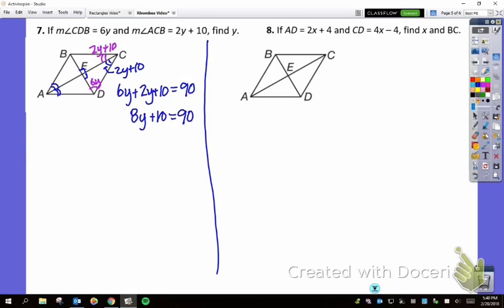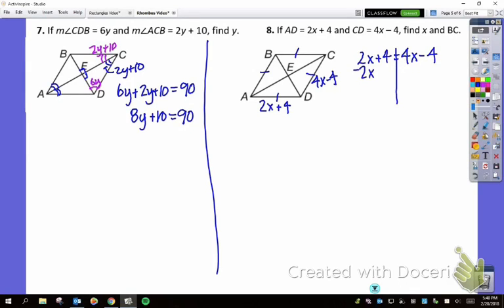Then we've got number 8. AD is 2x plus 4. CD is 4x minus 4. And those are sides, and we know in a rhombus that all 4 sides are congruent. So when all 4 sides are congruent, we can set them equal. So we can say 2x plus 4 equals 4x minus 4.